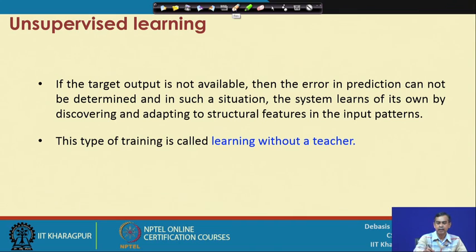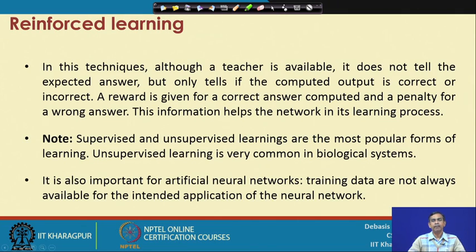So, this is the unsupervised learning concept, and the next is called reinforced learning. It is supervised learning, unsupervised learning and reinforced learning. Now, in the case of reinforced learning, a teacher is available like in supervised learning, but the teacher does not tell the expected answer, but only tells whether the answer that is given is correct or incorrect.